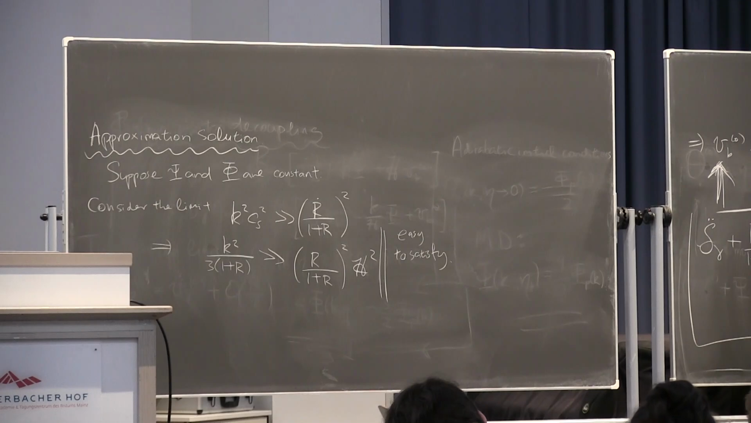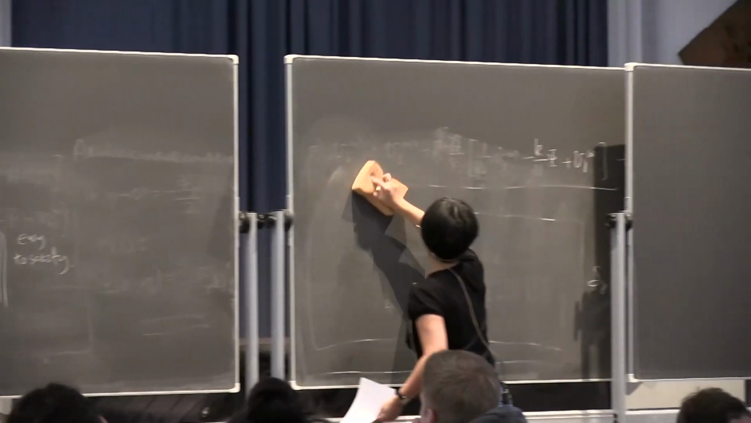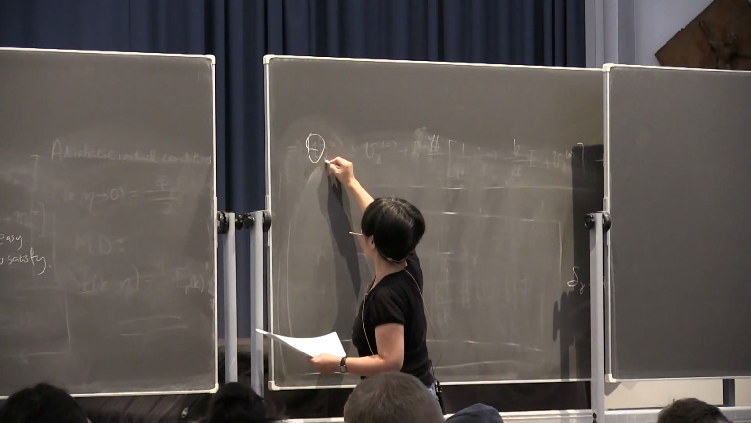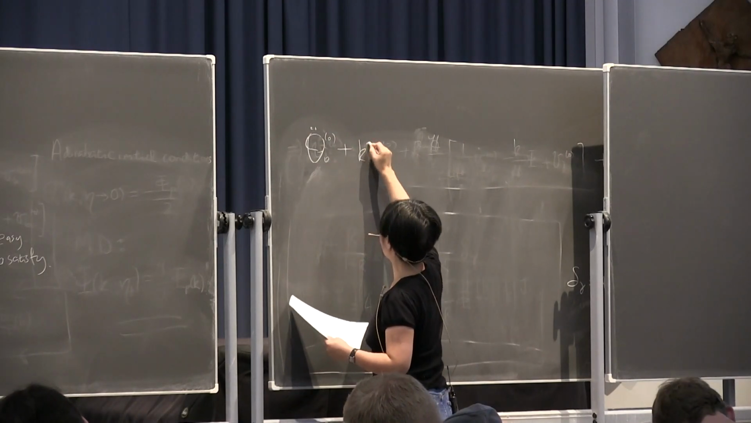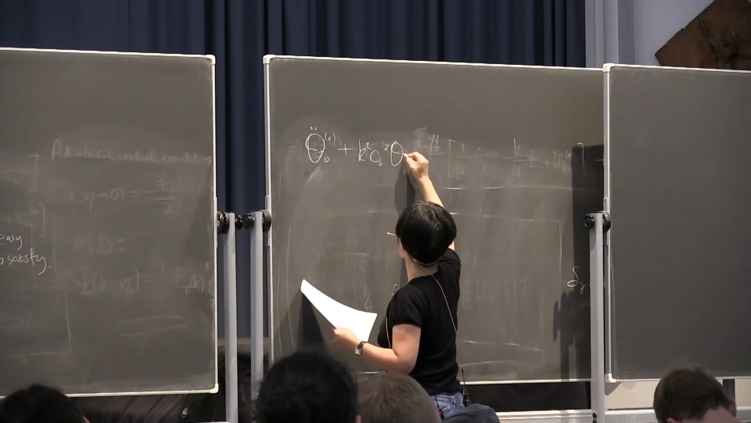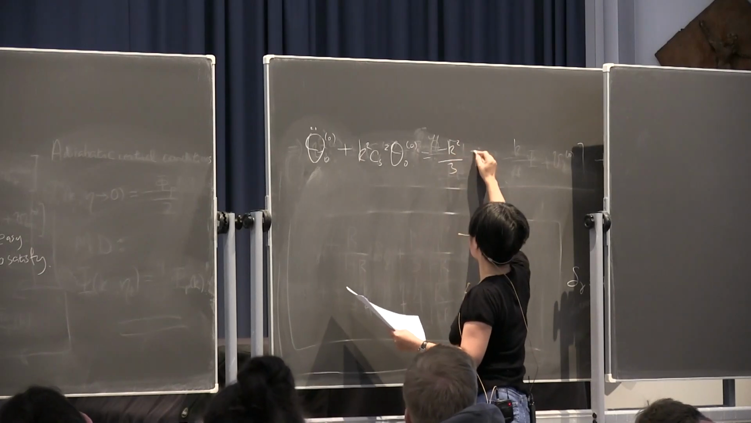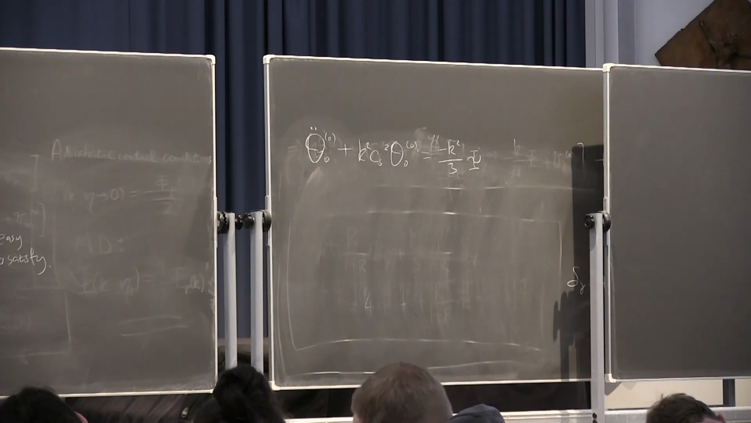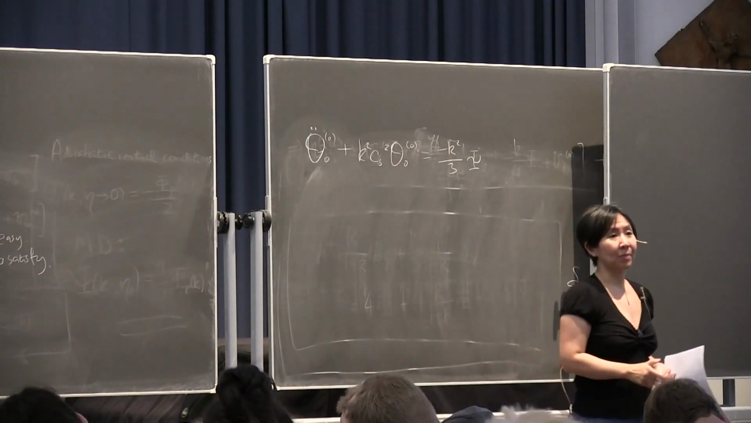What that means then is that once I apply these approximations, my equation of motion will simplify significantly. In fact, it simplifies to theta naught double dot plus k squared cs squared theta naught is equal to minus k squared 3 psi. So it's just a harmonic oscillator with a source term. I can solve that with the WKB solution.